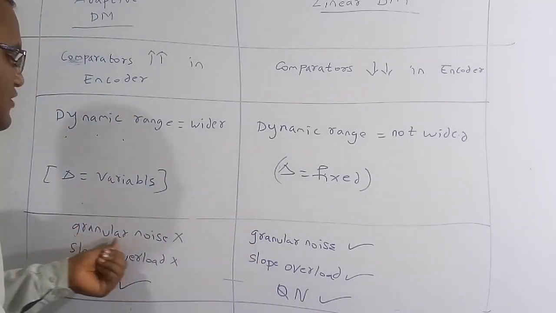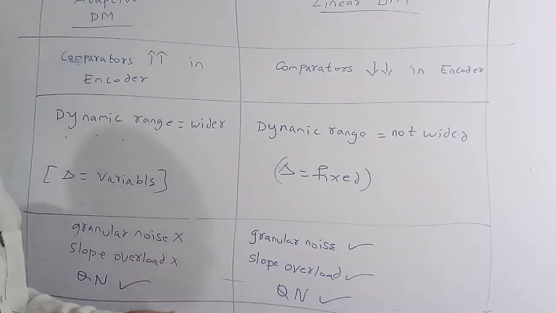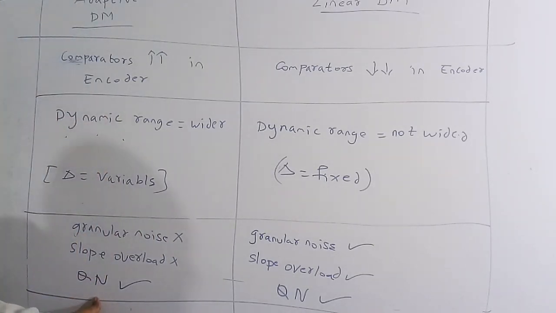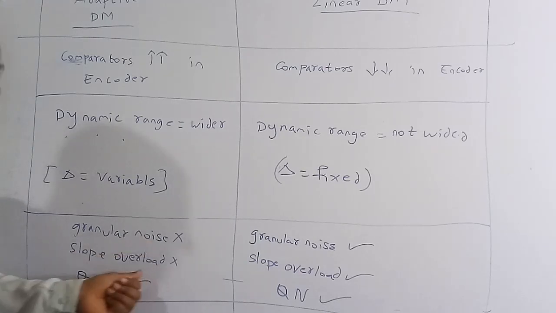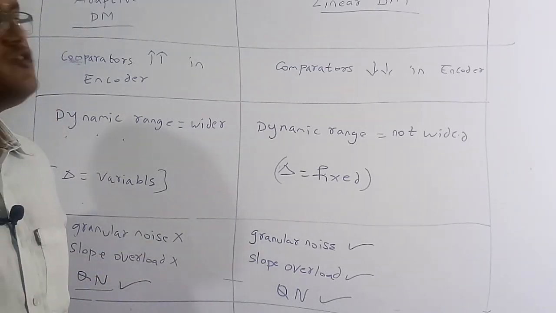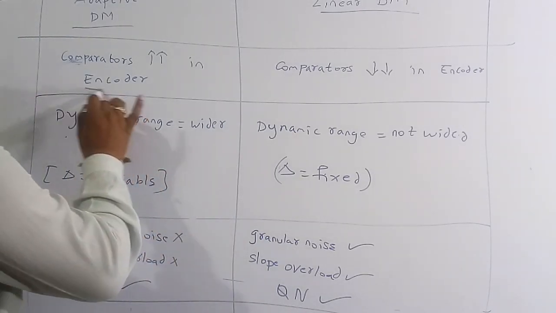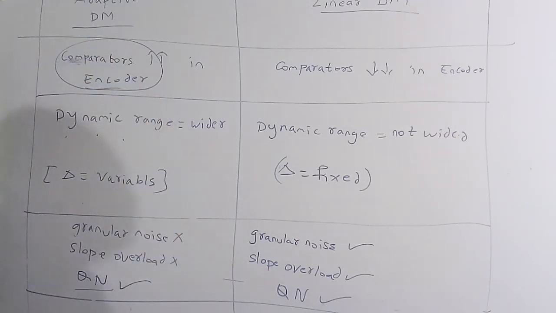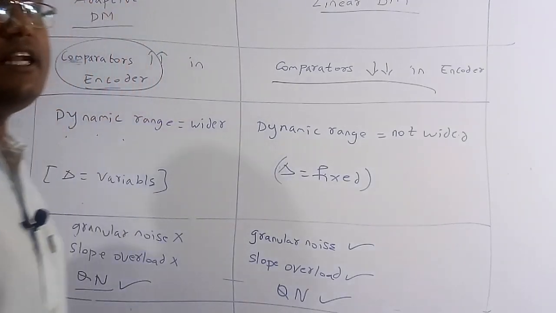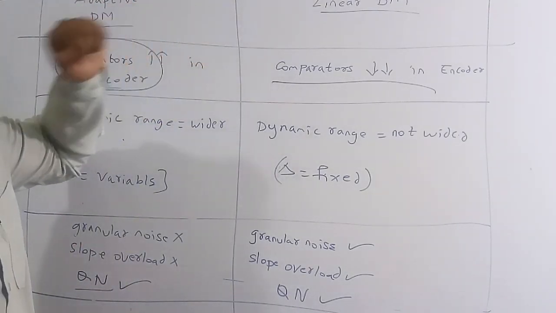So therefore granular noise is going to be absent here, and the slope overload problem is also absent in adaptive delta modulation. But here also there is a feedback and there is a quantizer. Because of that, quantization noise is present in both the linear delta modulation and the adaptive delta modulation. Also, the number of comparators in the encoder is very high in the adaptive delta modulation, but very low in the linear delta modulation. So this is considered one of the disadvantages of adaptive delta modulation when compared to linear delta modulation.